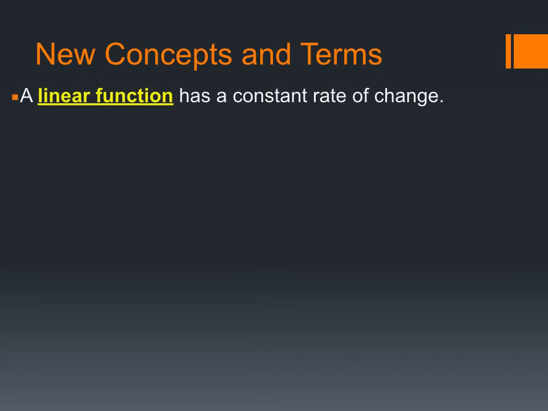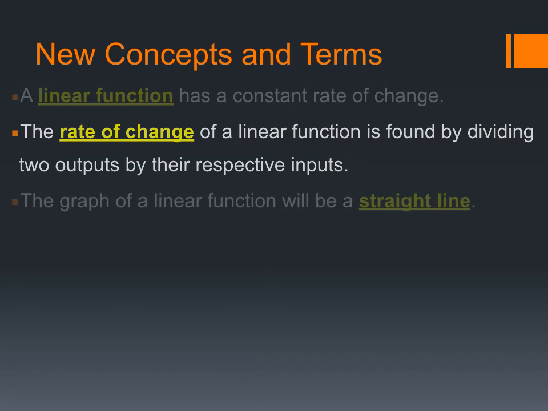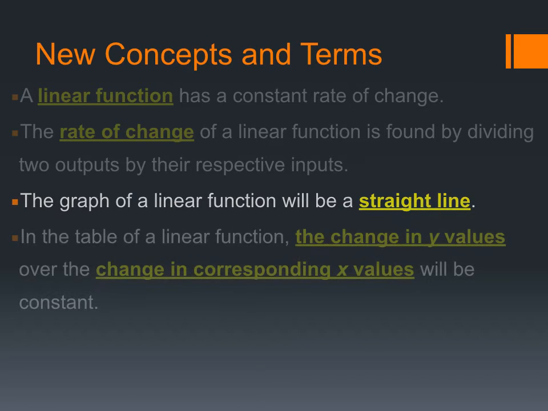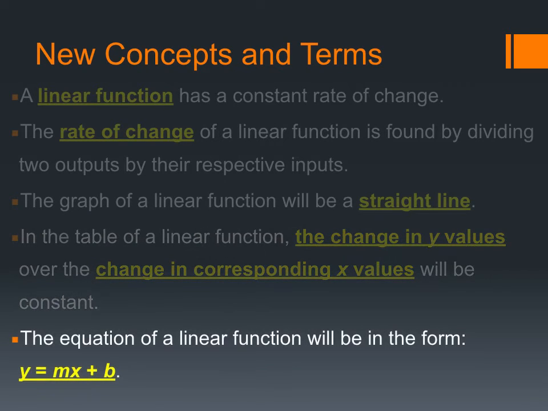A linear function has a constant rate of change. The rate of change of a linear function is found by dividing two outputs by their respective inputs. The graph of a linear function will be a straight line. In the table of a linear function, the change in y values over the change in corresponding x values will be constant. And the equation of a linear function will be in this form: y equals mx plus b.